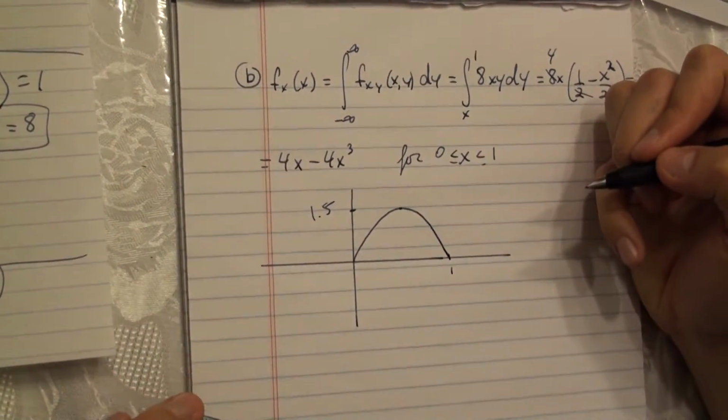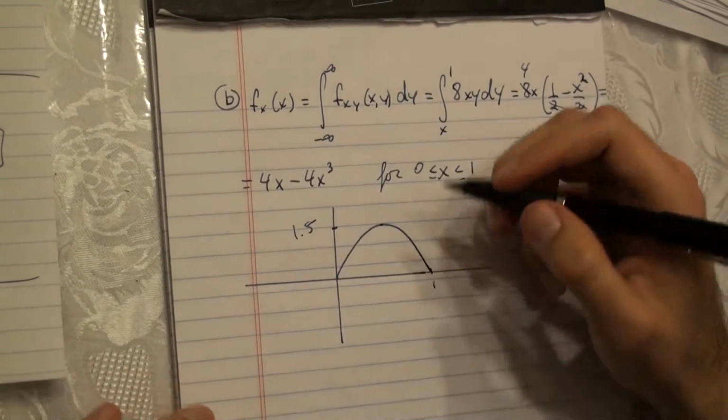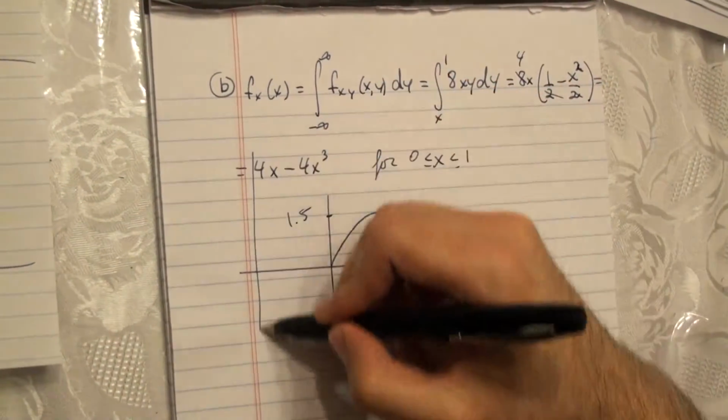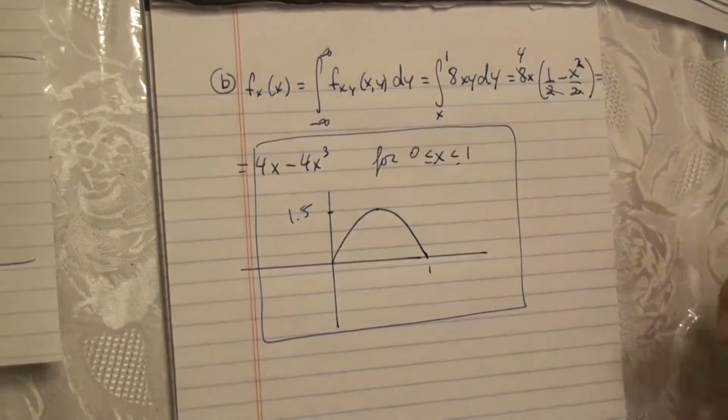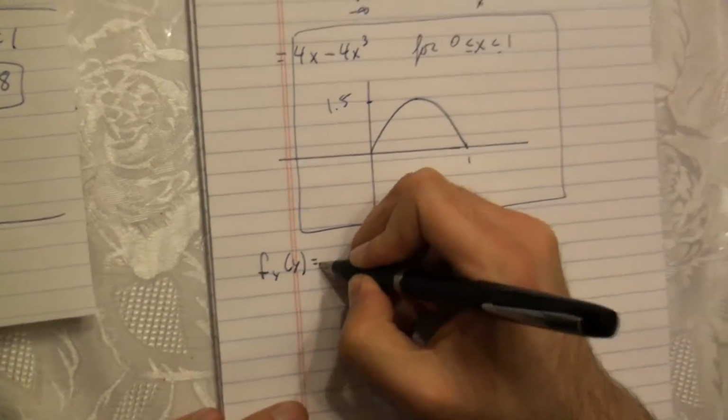And it's going to end here at 1 because it only exists for here. So this is what little f of x looks like, and its function is up here. Okay, now we want f of y.